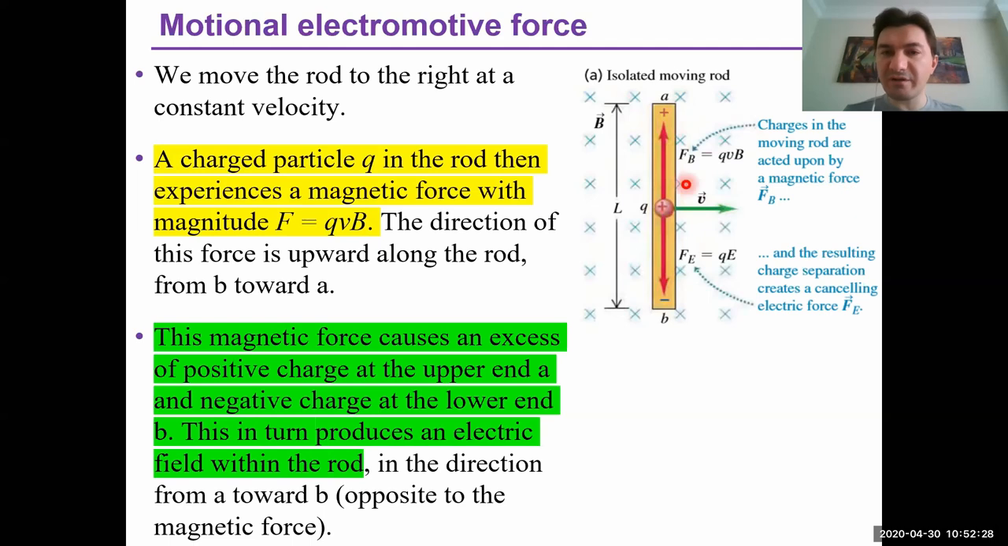Due to that force, these positive charges will be collected here. There is a force acting on the positive charges and they will be collected here. So you can consider that negative charges will be collected here. You have positive charges here and negative charges here due to that force when we move the rod to the right side with constant velocity. So what do you expect here? Positive charges are collected here, negative charges are collected here. Then you can consider that there is an electric field from A to B, in the opposite direction, right?